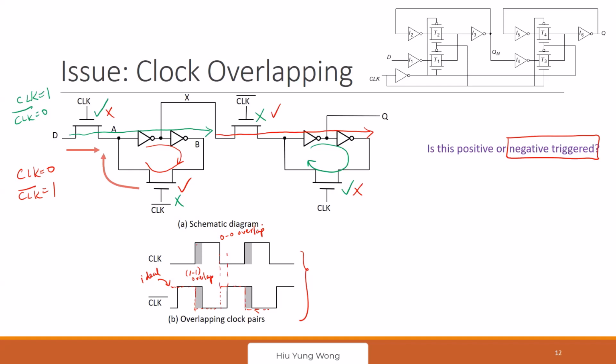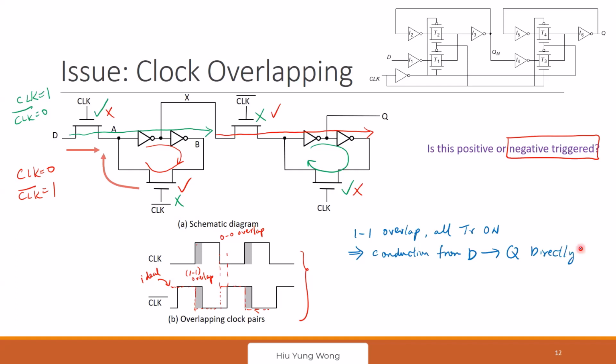When you have 1-1 overlap, it means all of them are on, right? So you have 1-1 overlap, both clock and clock bar are on, all transistors on. Then you have conduction from D to Q directly. That is a problem. Then it is no longer an edge-triggered register.